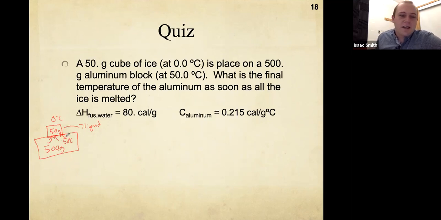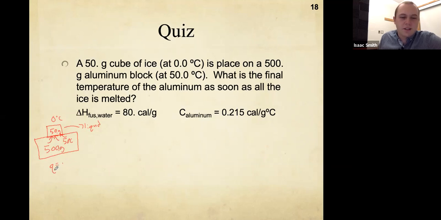Okay, so the energy from the aluminum is going into the ice cube in order to melt it into a liquid. And so we're assuming this transfer of energy is perfect, okay? So the energy that leaves the aluminum is the same as the energy that goes into the ice cube. So in order to know how much energy leaves the aluminum, right? The aluminum is not changing phases, okay? It's staying as a solid.